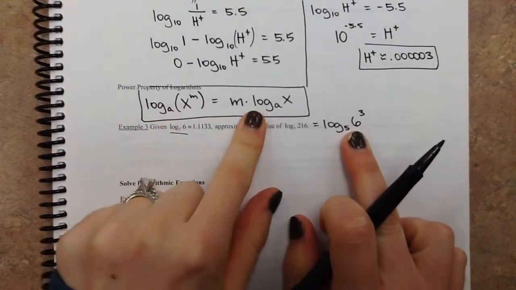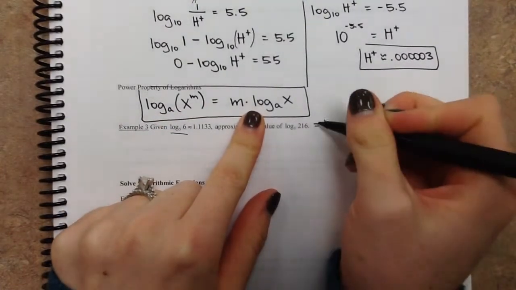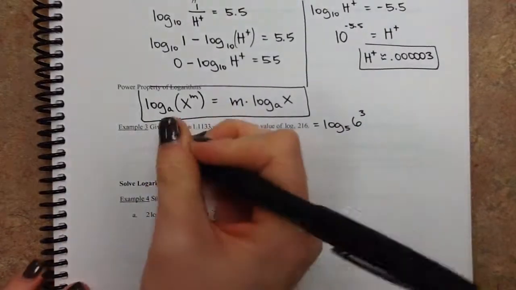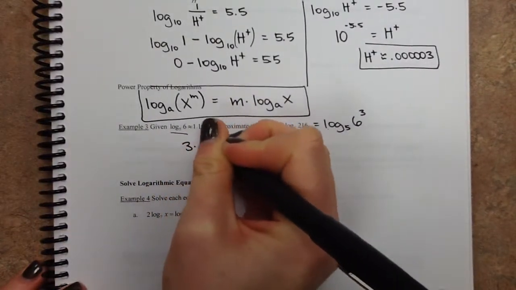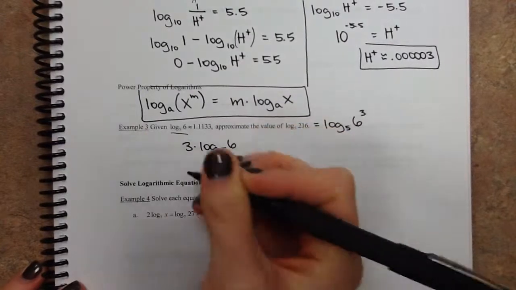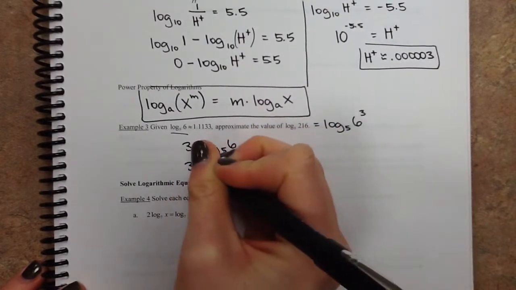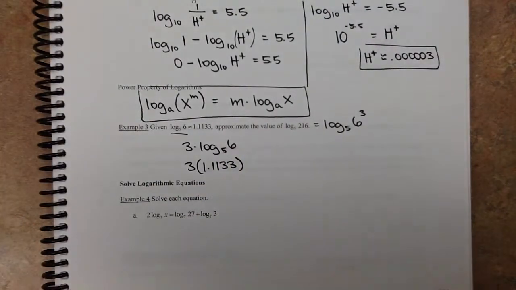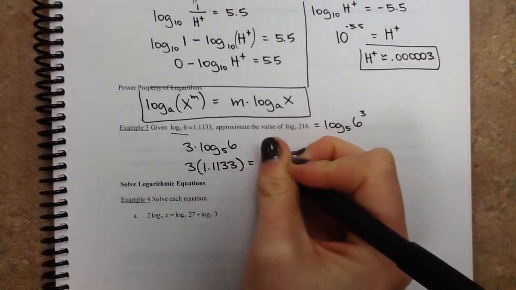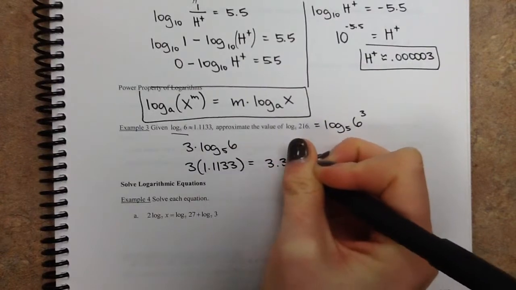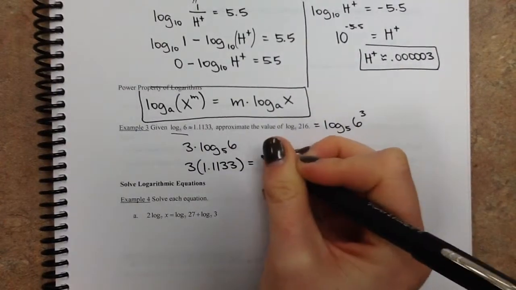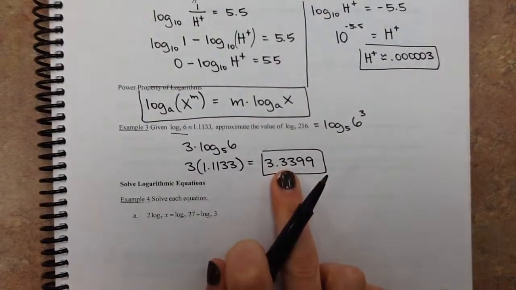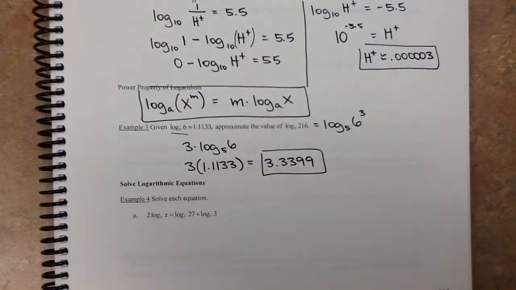To transition it into this form, I take this 3 and I move it out front to multiply, just like I have here. So this is 3 times log base 5 of 6. And I know that log base 5 of 6 is about 1.1133. I can just multiply all that together, so multiply everything by 3, and I will have 3.3399.